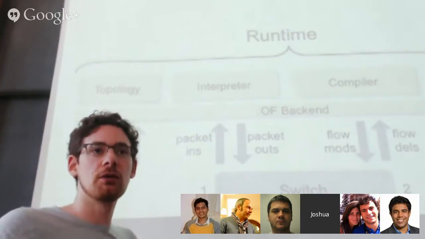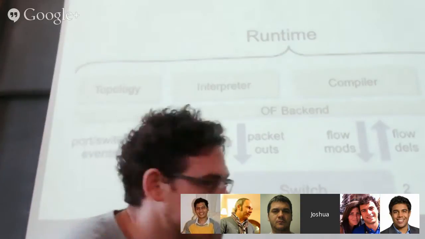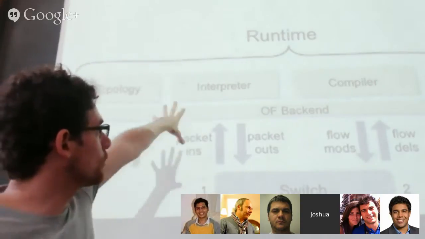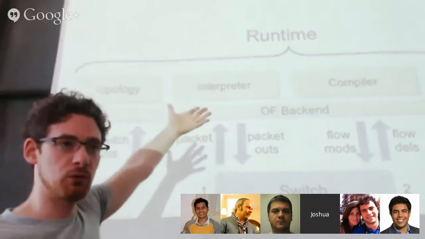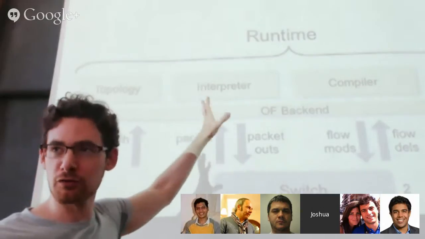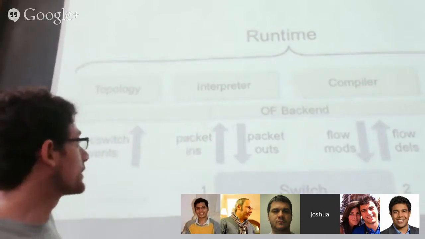If they're packets, marshaling and unmarshaling those packets. So that's our OpenFlow backend. And then on top of that, we're going to build a variety of other modules that are going to be used in the runtime system.